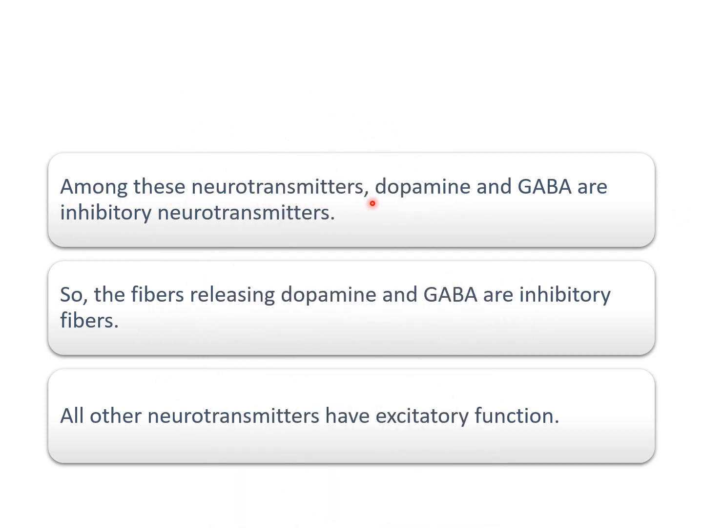Among these neurotransmitters, dopamine and gamma aminobutyric acid are inhibitory neurotransmitters, so the fibers releasing dopamine and GABA are inhibitory fibers, and all other neurotransmitters have excitatory functions.